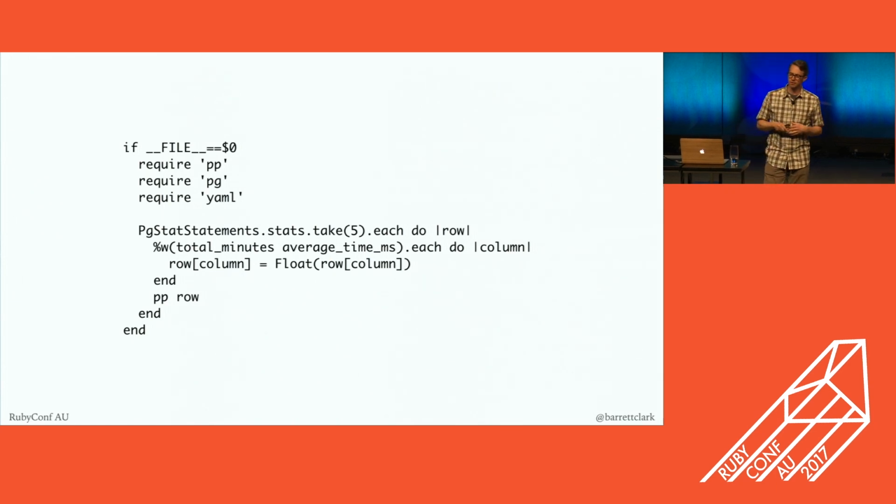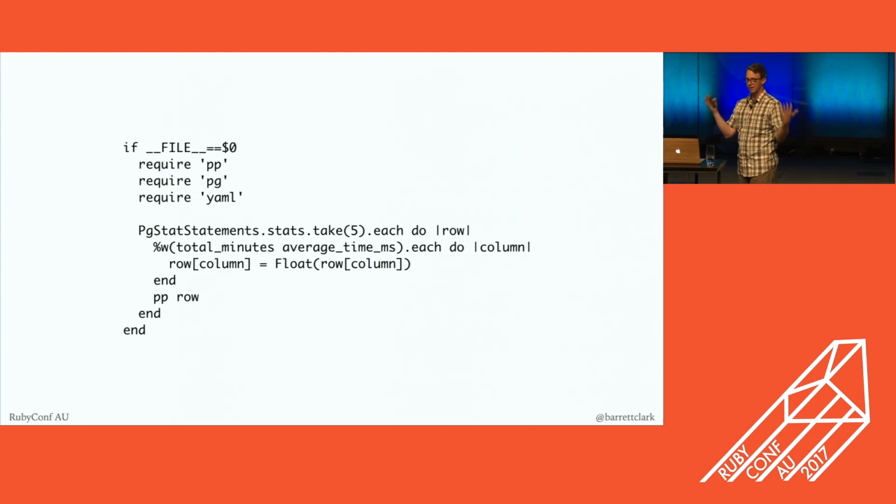Who here is familiar with this if __FILE__ == $0 pattern? Okay, a couple. This is a really handy thing. This gives us the ability in that file to have classes that are available to other Ruby classes, accessible in IRB, accessible in Rails. But the contents of this block will execute if we run it from the command line.